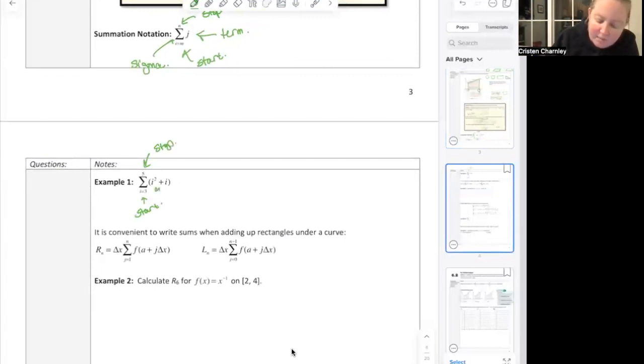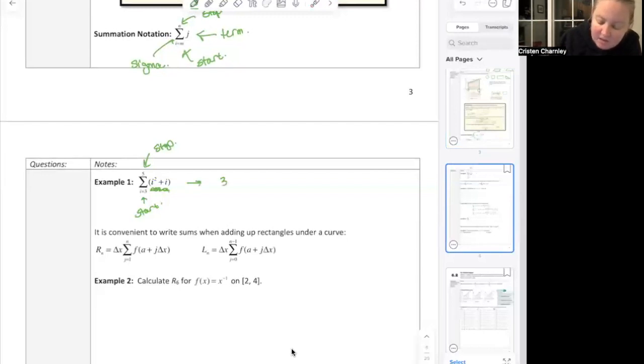And then i squared plus i, that's what we substitute into. So what do I mean by that? This 3 goes in, and then with summations, you always count up by 1. There are no other options. So we'll use i equals 3, i equals 4, i equals 5, and we will substitute each of those into this expression.